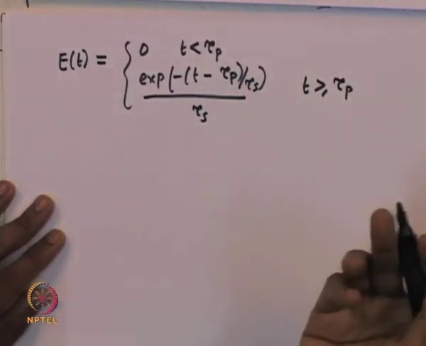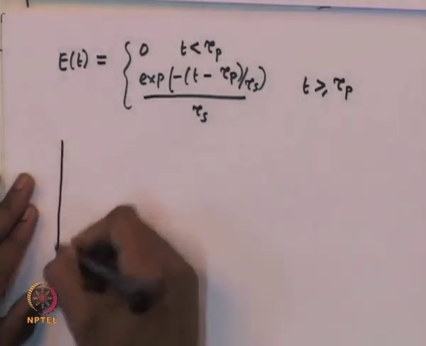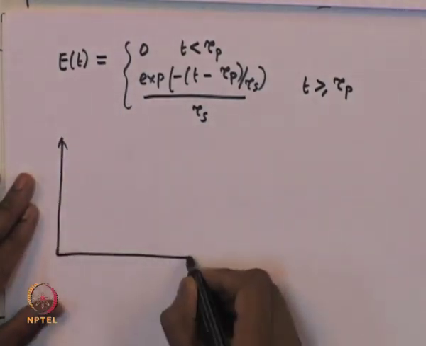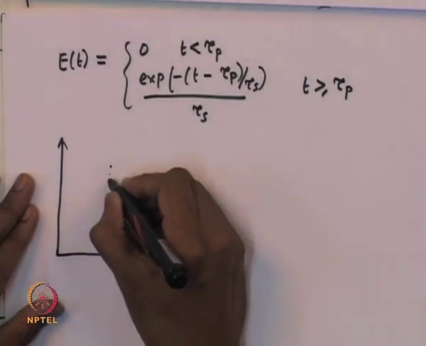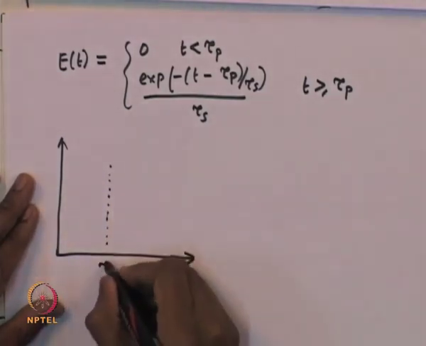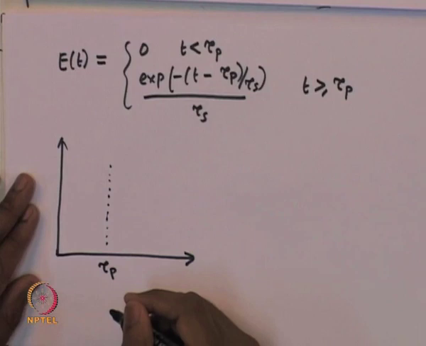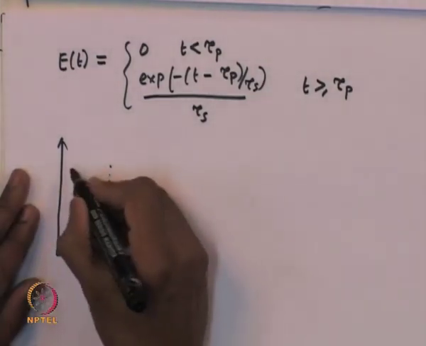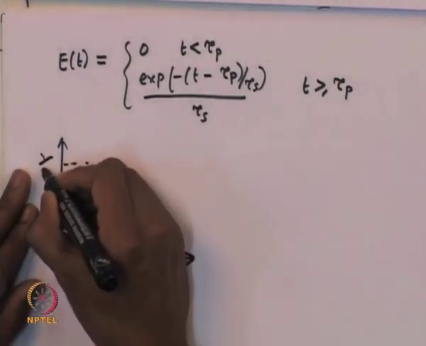So, that is the RTD function, and now we can simply plot this function. It will start at tau p, because the plug flow reactor introduces a certain delay, and this will be 1 by tau s.